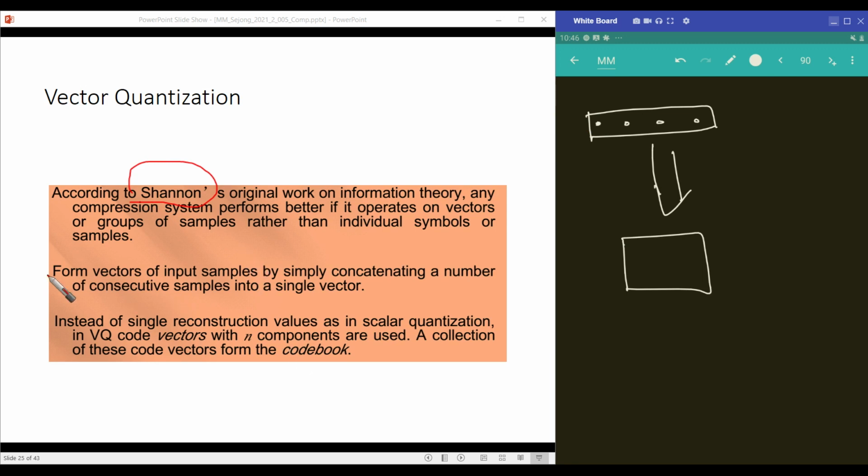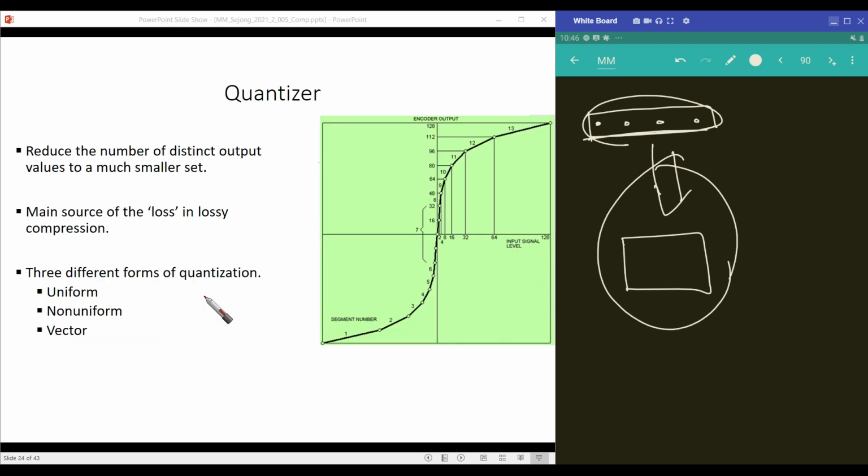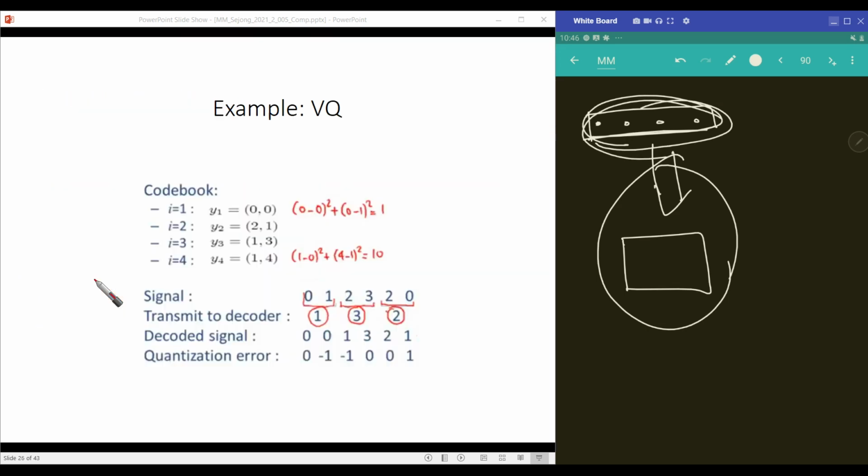We form vectors of input samples by simply concatenating a number of consecutive samples. A number of consecutive samples we will use to decode to another set of consecutive samples in the output. The one that we saw, non-uniform and uniform, is called scalar quantization, because that is sample to sample. But when we work with multiple samples together, that's called vector quantization. And we will see one example of how vector quantization works.